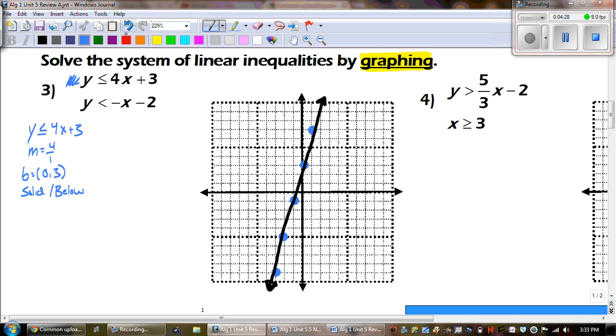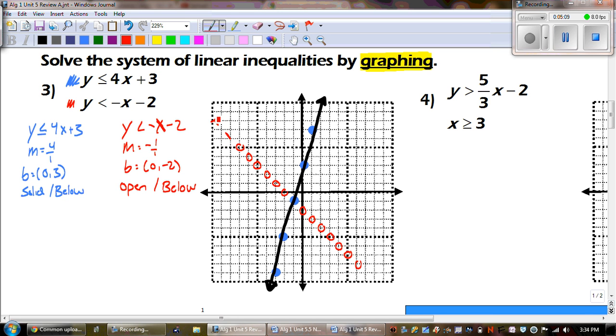And now let's look at the next one. Our y is less than negative x minus 2. So I know it's negative 1 over 1. My y-intercept is 0, negative 2. And it's less than, which means we're going to have open points. And then I need to shade below. Okay, so at 0, negative 2, I'm open. And then I just go down one, over one, down one, over one, down one, over one. And I'm going to do that in both directions.